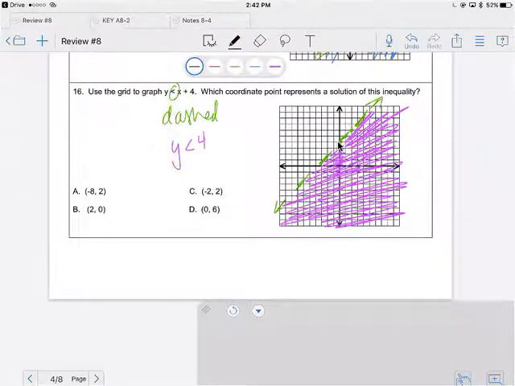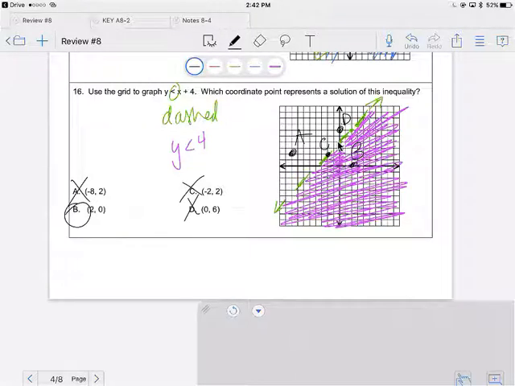For my points, negative 8, 2 is out here. That is not in my shaded area. 2, 0 is in here. That one is in my shaded area. Negative 2, 2, C is on the line, but because the line is not included, that's not my answer. And D, 0, 6 is up here, not in my shaded area.